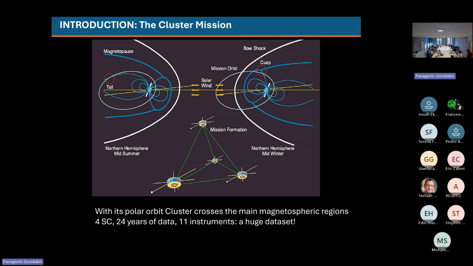One particularity of the Cluster mission was its polar orbit. Thanks to this polar orbit, with a perigee around 4 Earth radii and an apogee around 19 Earth radii, it crossed the main magnetospheric regions. Of course, the orbit stays in the same plane, so you have on the left the orbit in summer, on the right in winter. With this, we really sampled many regions with 4 satellites. But it's really a lot of data.